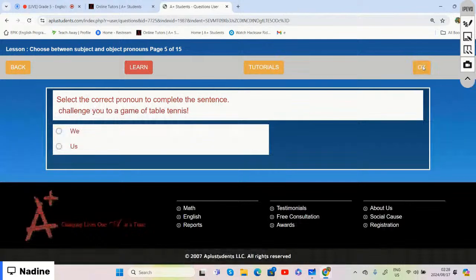We need to select the correct pronoun to complete the sentence. It says, challenge you to a game of table tennis. So we said, we challenge you to a game of table tennis, or us challenge you to a game of table tennis.